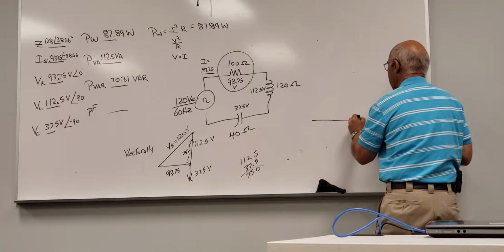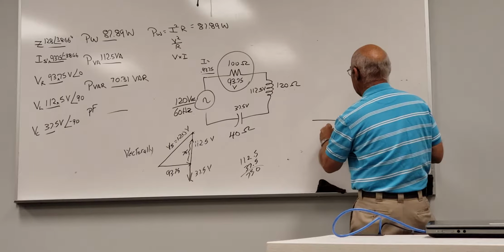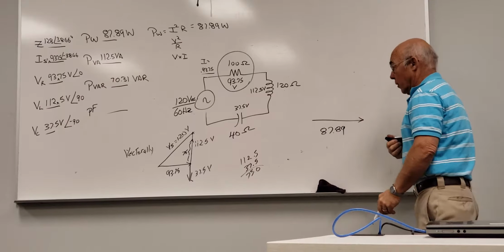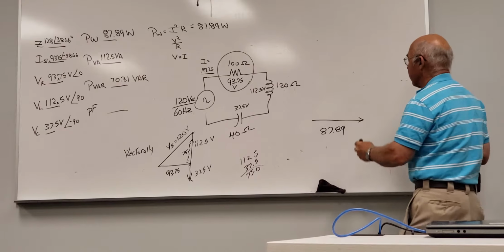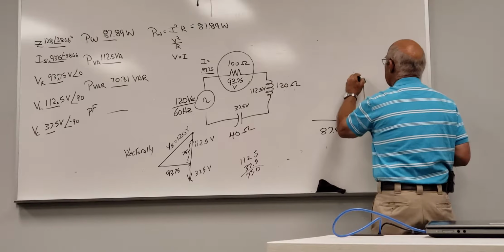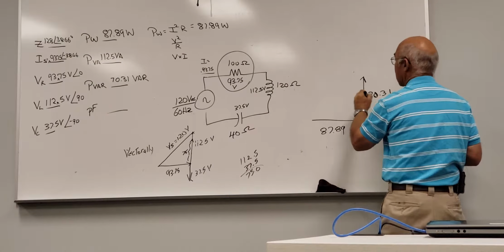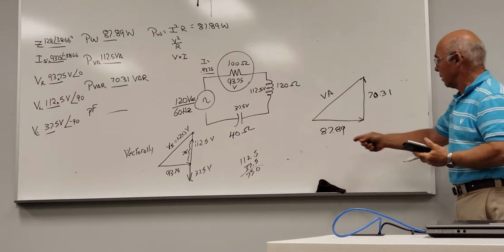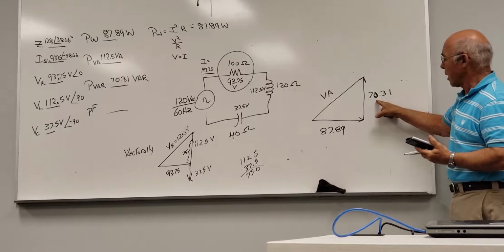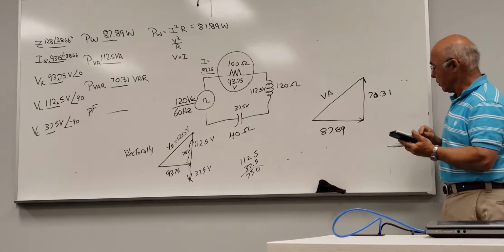You have the resistive power, power in watts, 87.89. You have the volt amperes reactive power. That was 70.31. And this power will be the volt amperes. Just to make sure this is all correct, square this power, square that power, take the square root of it, and get that.